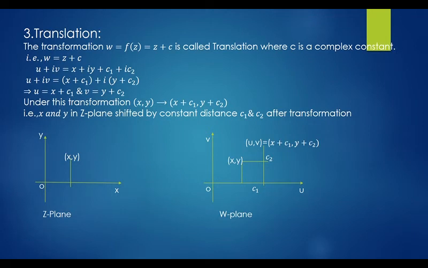In the graph, we can see that in the z plane, the point x comma y is in the first quadrant. After the transformation in the W plane, x comma y is shifted to x plus c1 and y plus c2. That means x is increased by the distance c1 and y is increased by the distance c2. x comma y is changed to x plus c1 and y plus c2. Okay.